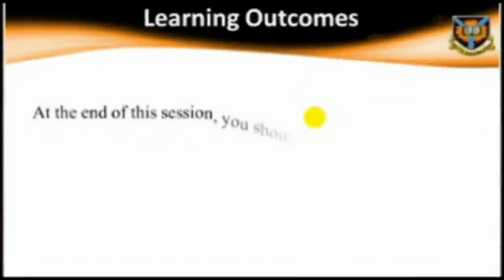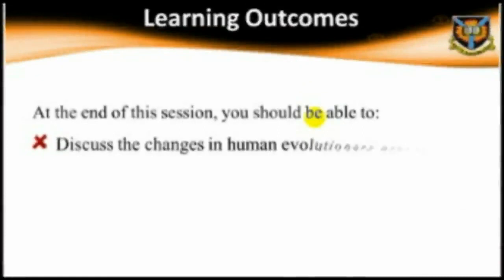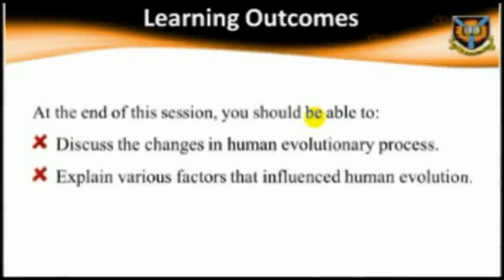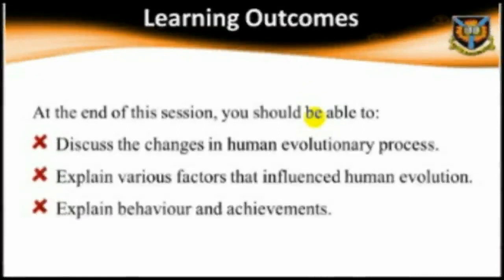Learning outcomes for Study Session 2. At the end of this session, you should be able to: 1. Discuss the changes in human evolutionary process. 2. Explain various factors that influenced human evolution. 3. Explain behavior and achievements.